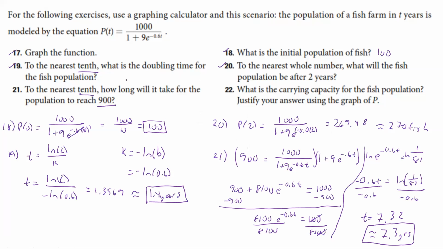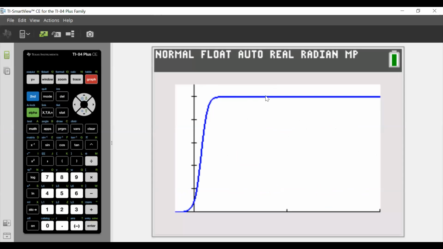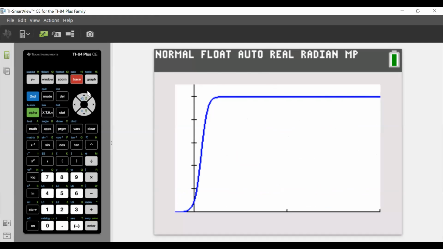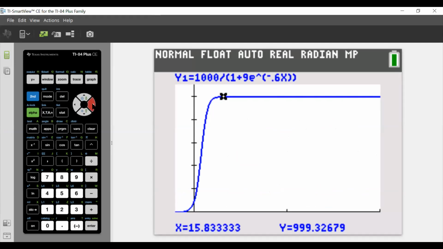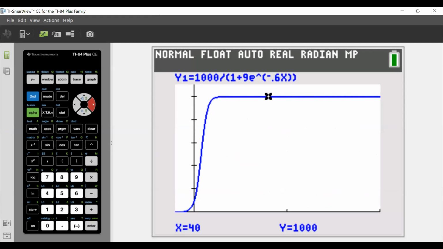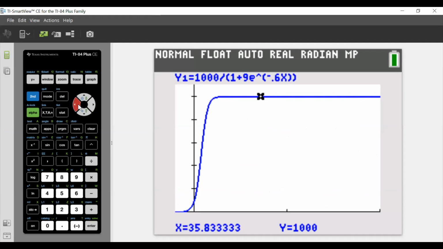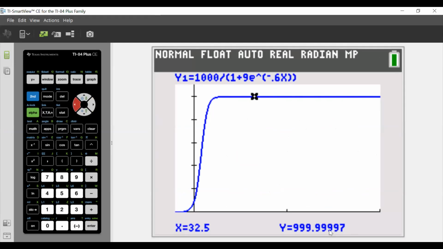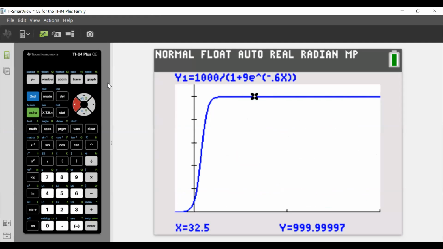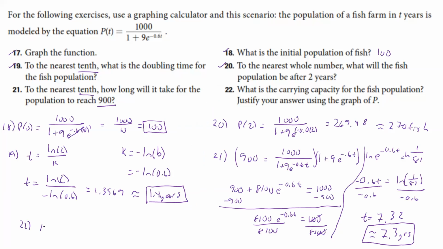Okay. Now, what is the carrying capacity for the fish population? Justify your answer using the graph of P. Well, our graph of P is on our calculator, so let's go back over there. And if we look at the graph, the carrying capacity is going to be where that line is. And so if we trace, we keep going up, and it keeps going closer. And basically, it's at 1,000. And so that's going to be our carrying capacity with as many decimal places as this calculator will show. So our carrying capacity then is 1,000, and so 22 is 1,000.